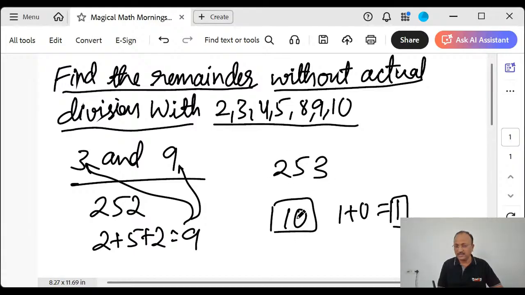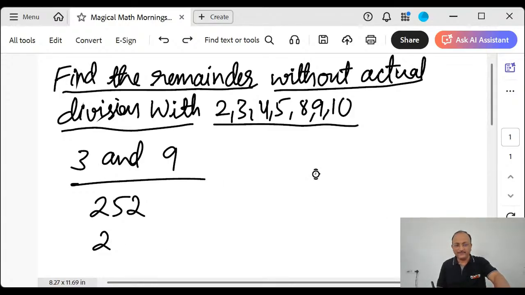Or else what we can do, once we get a small number from the digital sum, we divide that by 3. Whatever remainder is left, that will be the remainder of the entire division. For 253 again the remainder will be 1. Because when you add, you get 10, divided by 9, you are going to get 1 as the remainder. Let's take some bigger number.